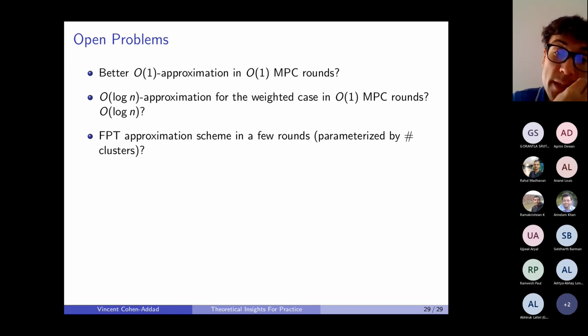There's a log n approximation. The log n approximation is tight unless you can improve the best known algorithm for multicut. So I don't expect that we can improve this too much, but it would be good to at least match this in the MPC setting, for example. That would be very interesting.